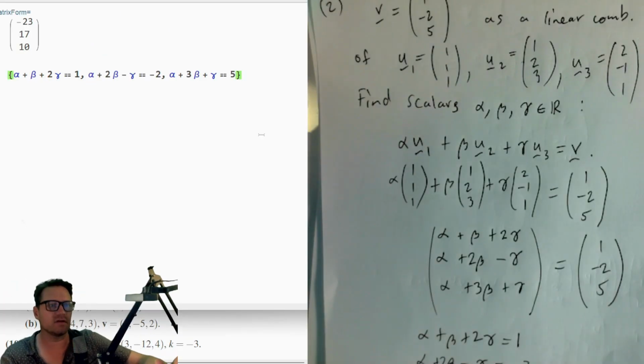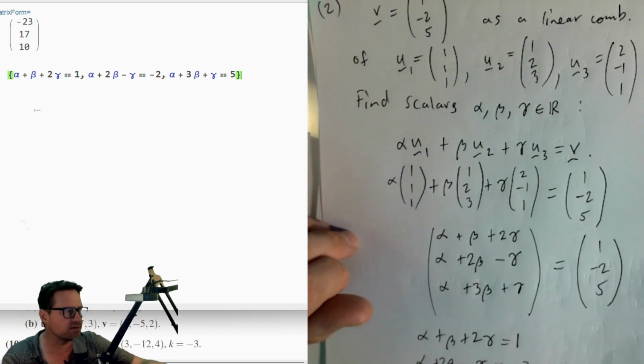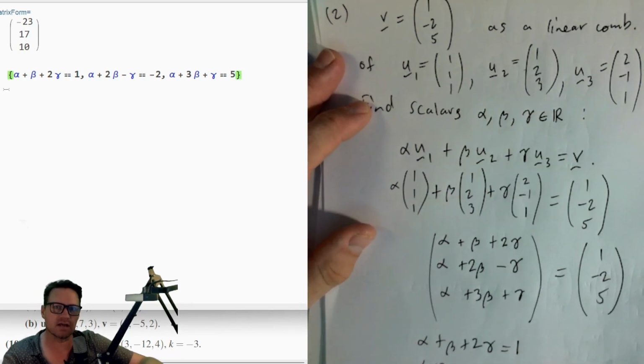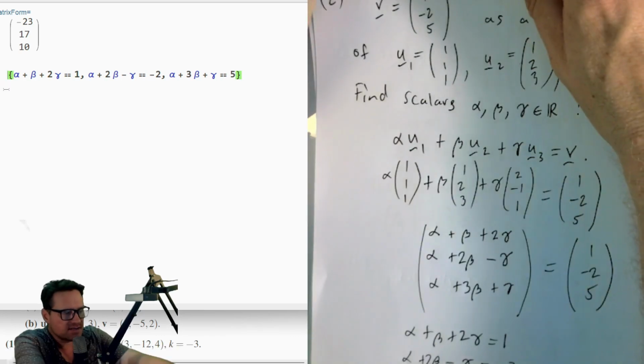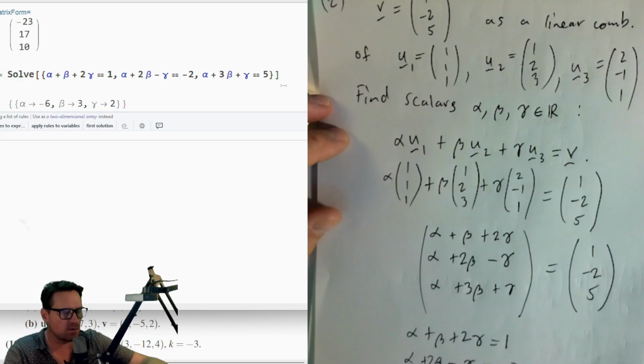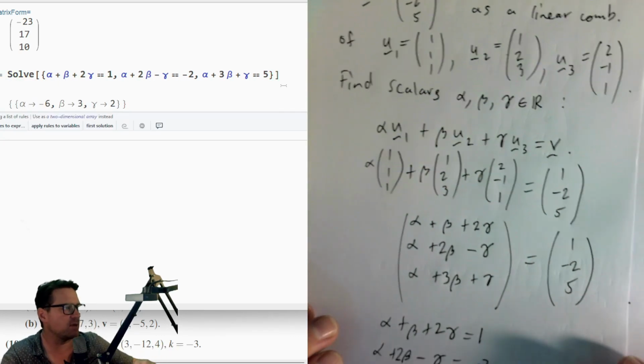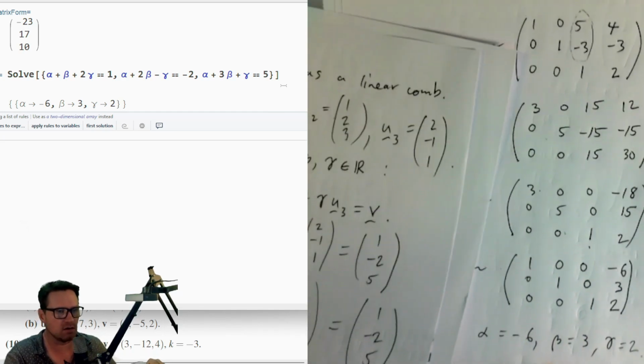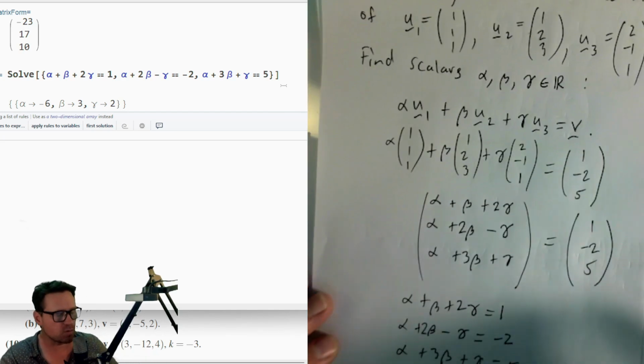Okay, so I have, using the palettes, typed out the 3 equations, used a double equal sign there because I'm not putting this in memory. Okay, so now I'm just going to write solve, and we get alpha, beta, gamma is -6, 3, and 2, just like we got on paper here. So that's one way to do it.